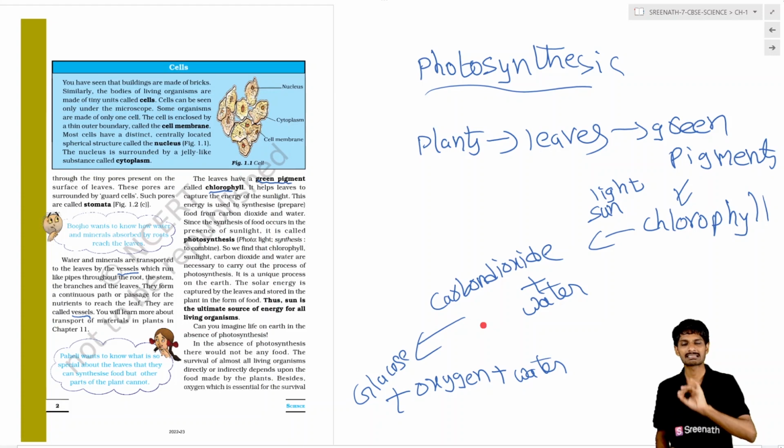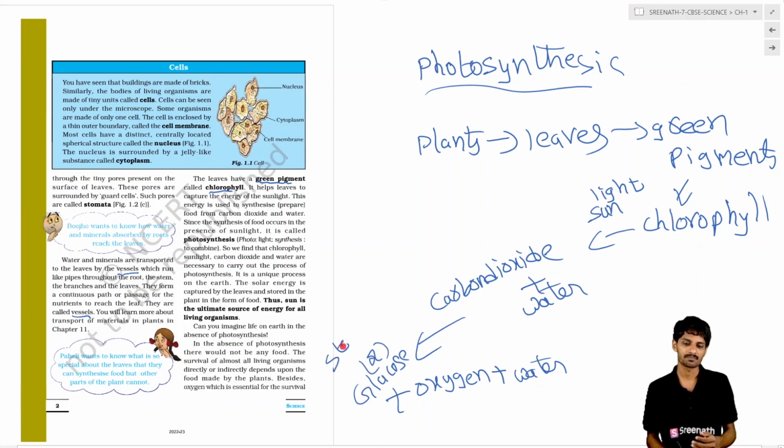Photosynthesis is simple. It is nothing but the green pigment, which we call chlorophyll, capturing the light energy and using that light energy to synthesize carbon dioxide and water. Finally, it produces glucose or starch, which is the food for plants, and as a byproduct we also get oxygen. This process is called photosynthesis.